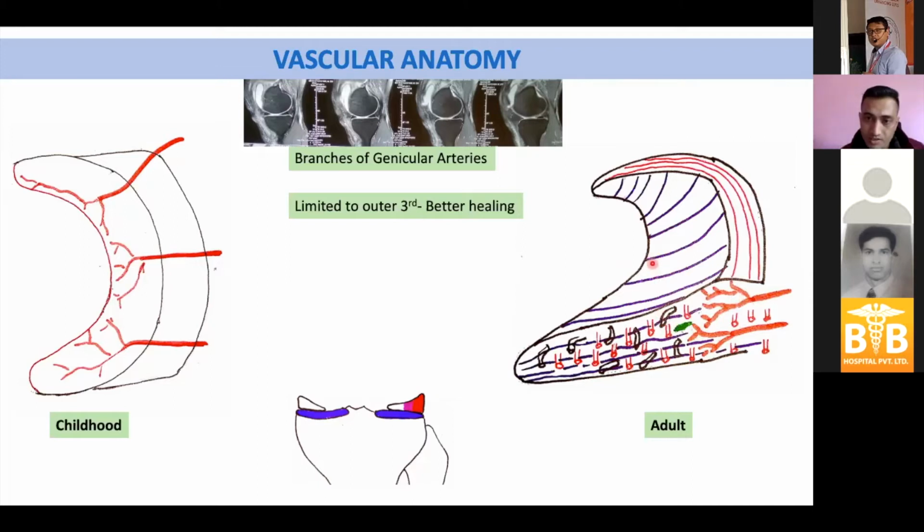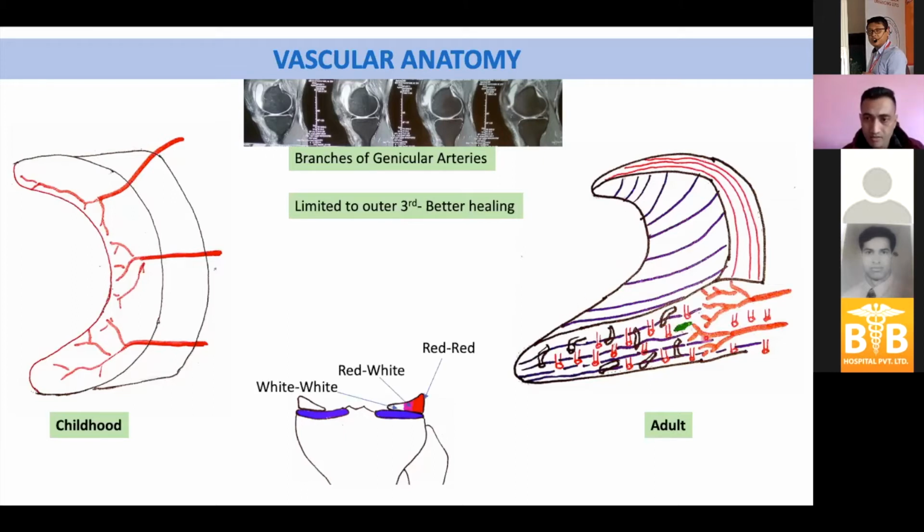While the tear on the inner third is not going to do well, even if we repair it. So most of the time we have the temptation to perform meniscectomy for a tear in the inner third because it has very poor vascularity and it's not going to heal even if we repair.